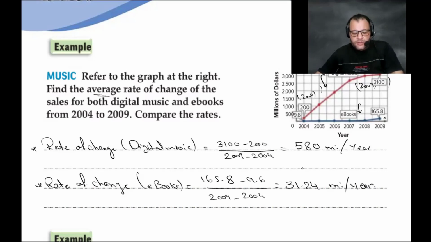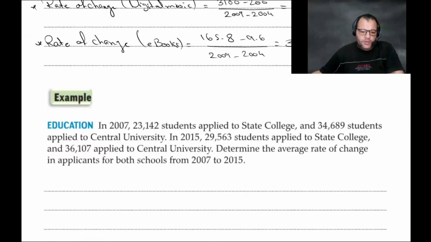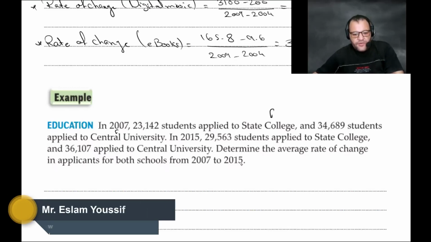Get the idea for this one? Yes. Is it clear? Right. How can we solve the next one? In 2007, we have 23,142 students applied in a state college, and 34,689 applied in Central University. In 2015, we have 29,563 students applied in the state college, and 36,107 applied in Central University. Determine the average rate of change in application in both schools from 2007 to 2015.